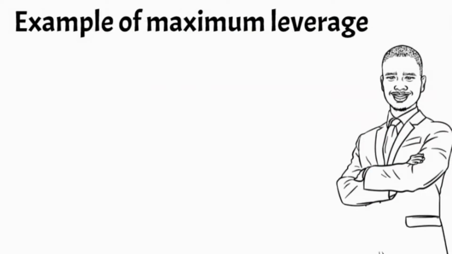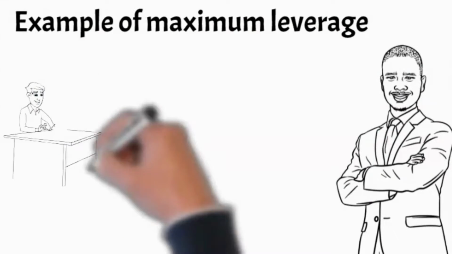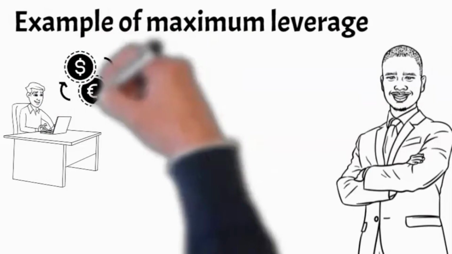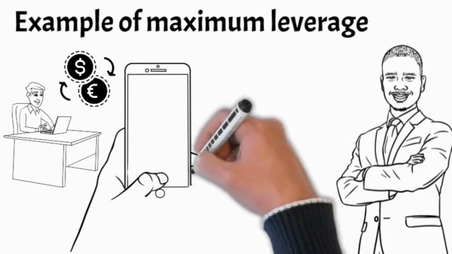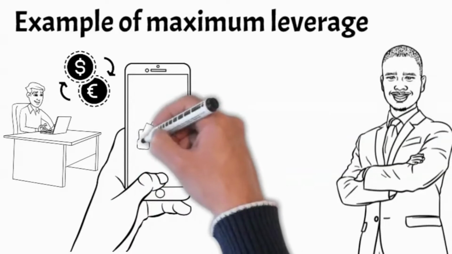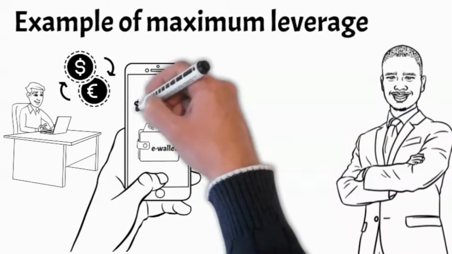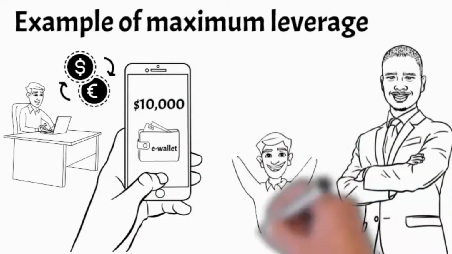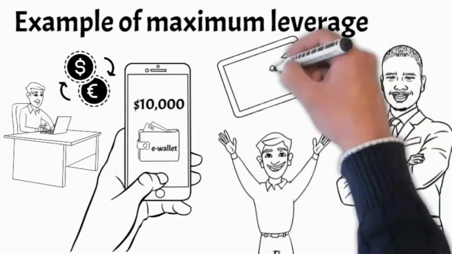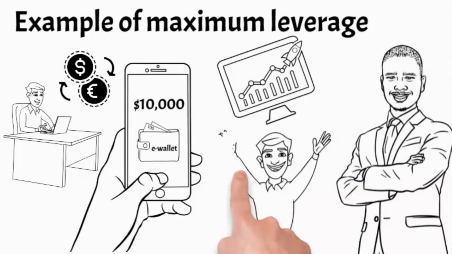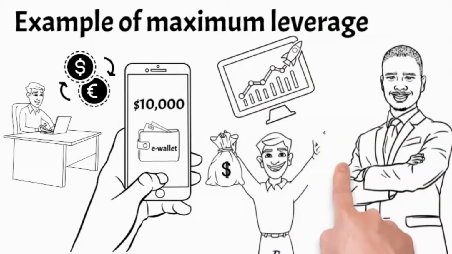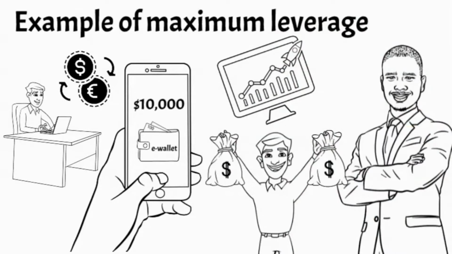Example of maximum leverage. If a trader has an account with $10,000 and decides to use a 50 to 1 leverage, it means he can trade with $500,000. It is equal to 5 standard lots in Forex. Therefore, each 1 pip movement would cost $50. So, if the trade goes in the investor's favor by 50 pips, he would make $2,500.